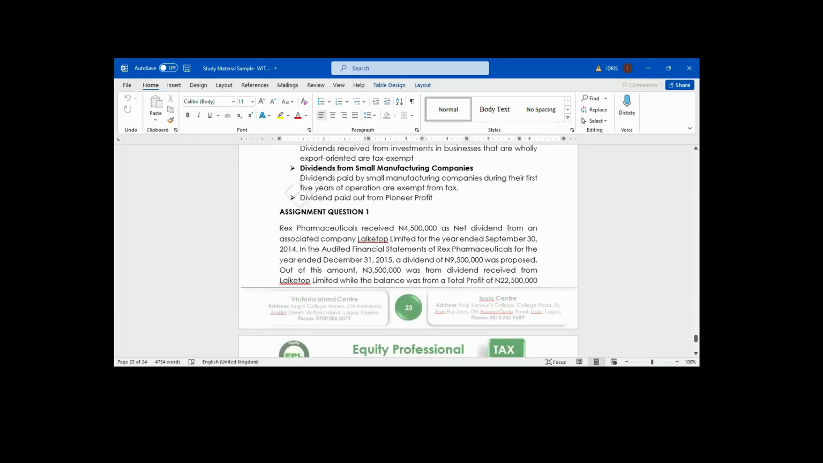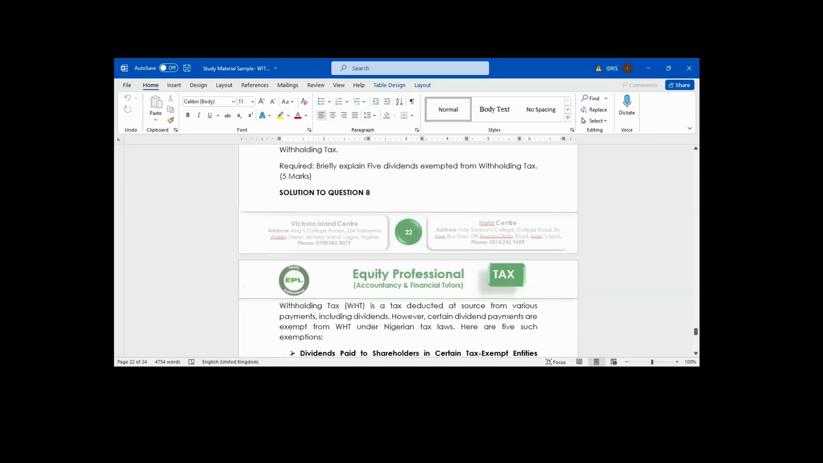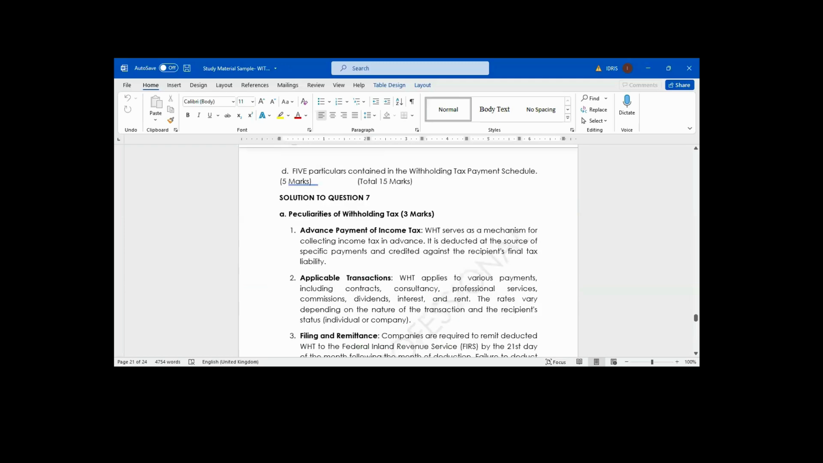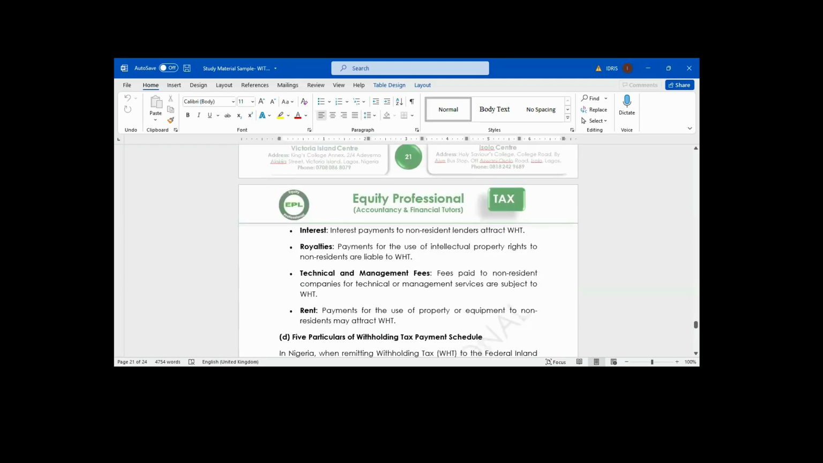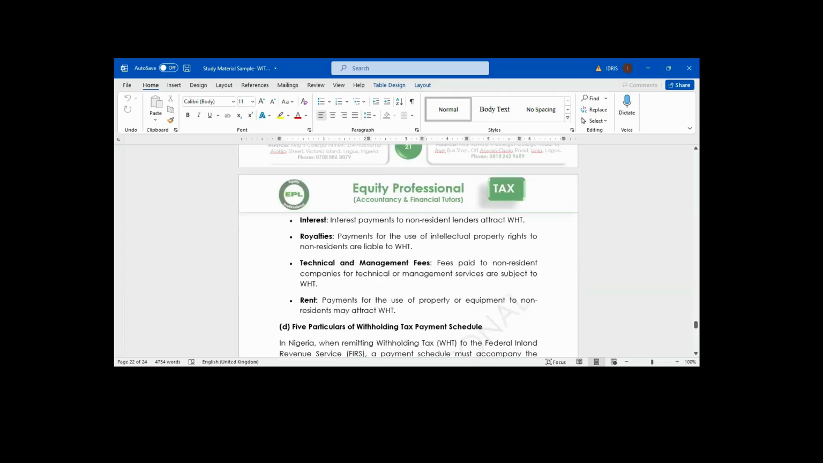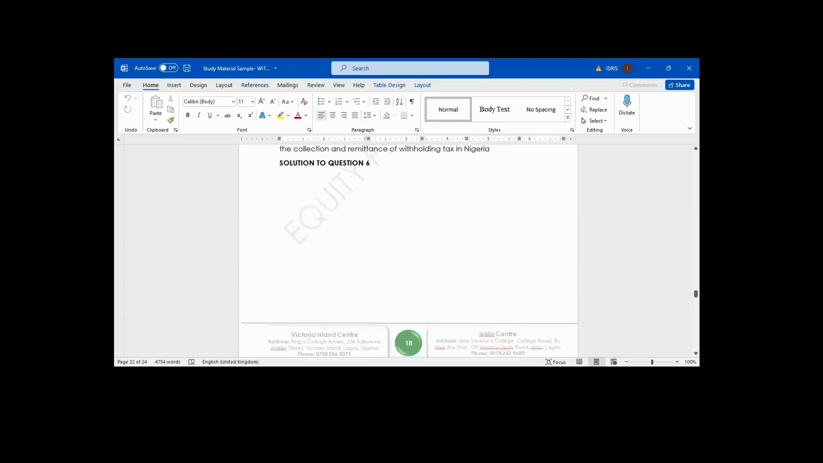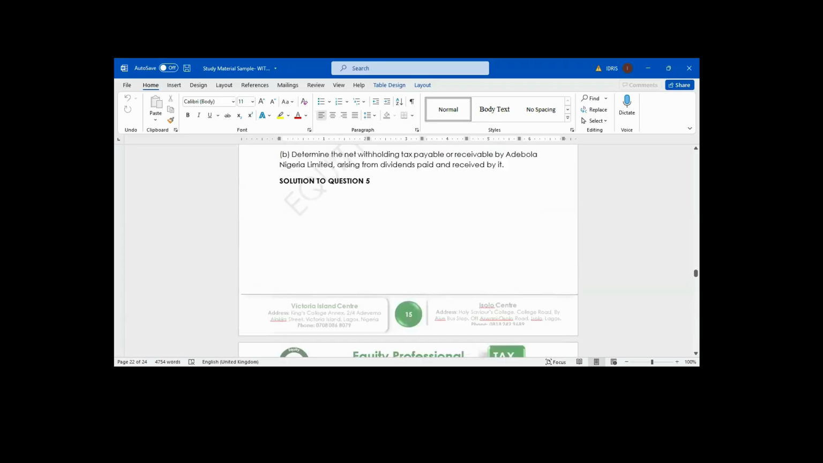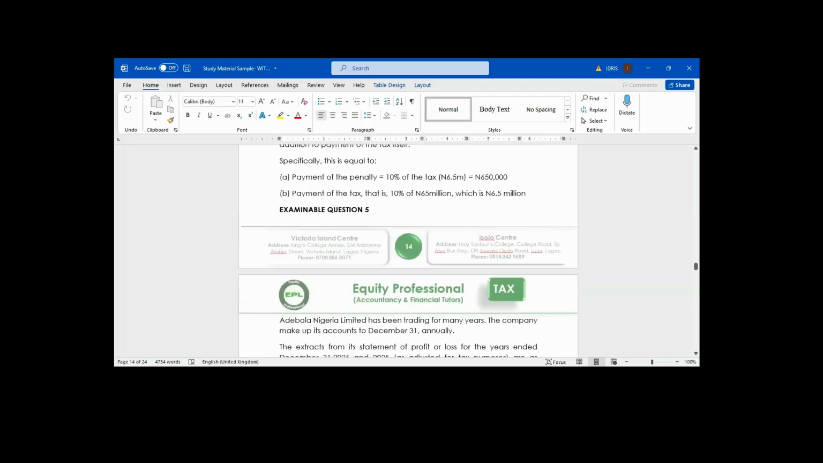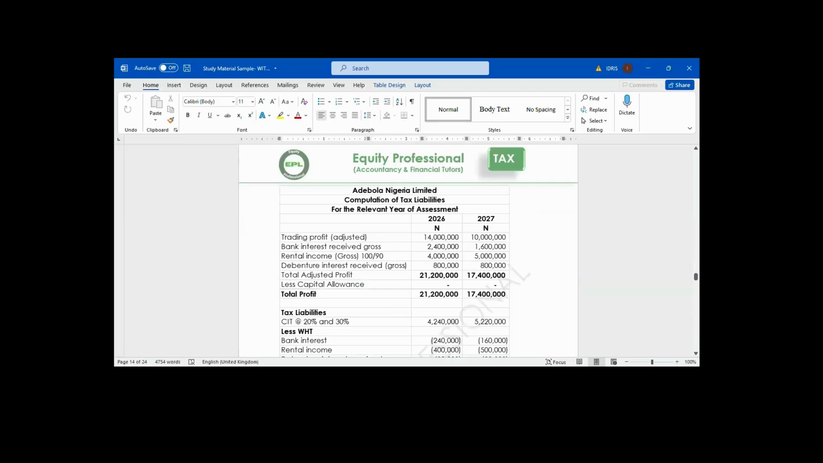Question 5 and question 8 are what we are going to look at. What is question 5? Let's look at question 5. That is what I think is important to us here. Is it question 5 or question 4? This is question 5.